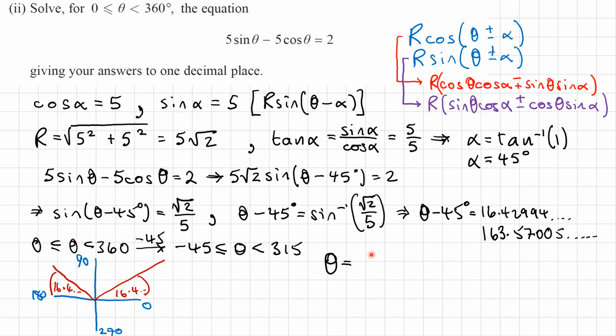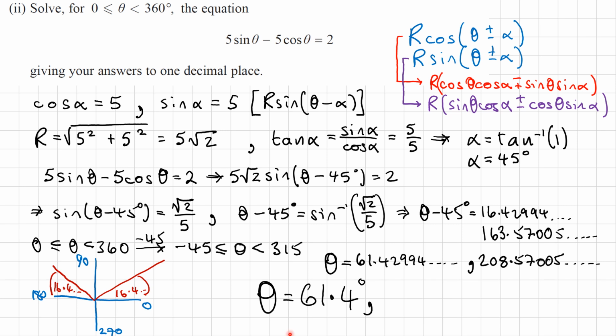So now I add 45 to each one of these solutions to get the final answer. So the first one is, and I'll write the full thing down, I'll round it in a moment, 61.42994. And the second one is 208.57005 and so on. So final values of theta given to one decimal place. The first one is 61.4 degrees and the second one is 208.6 degrees, correct to one decimal place because that's what they wanted in the question. So there we go. That's the second part of this question done.